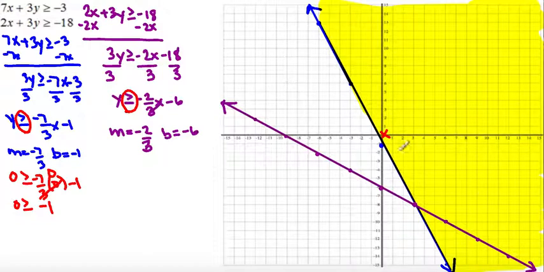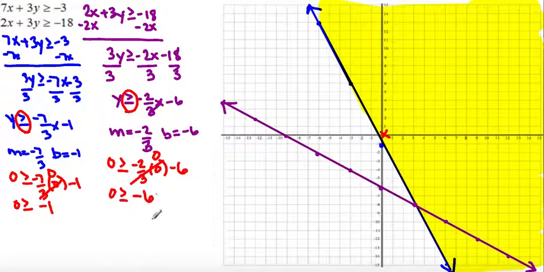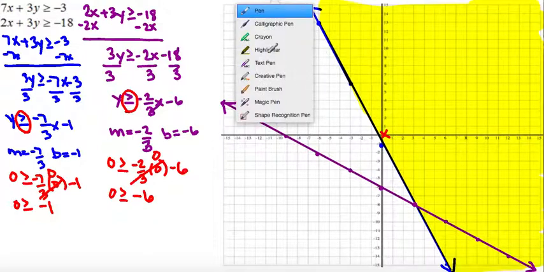So now I have to figure out if I shade above or below the line. So I plug in the origin, the 0, 0 point. So if 0 is greater than or equal to negative 2/3 times 0 minus 6. So I know this becomes 0. Anything times 0 is 0. So if 0 is greater than or equal to negative 6, and that is true, 0 is greater than negative 6, so I'm shading everything above. So everything that includes that origin point.